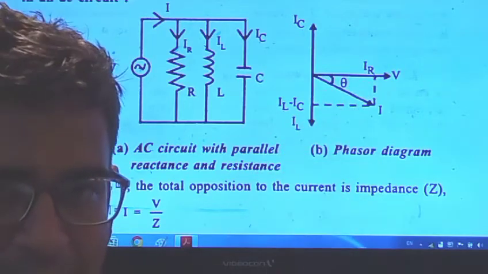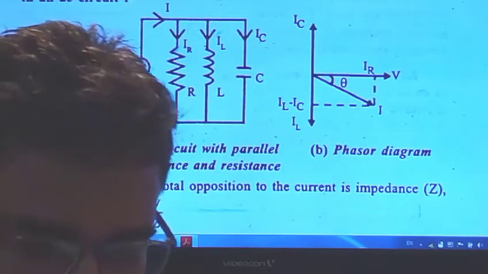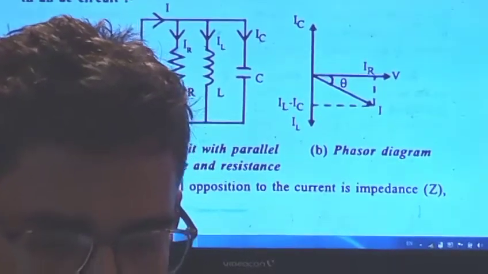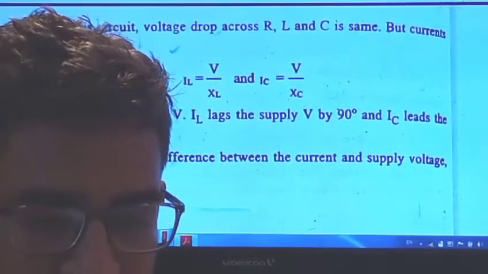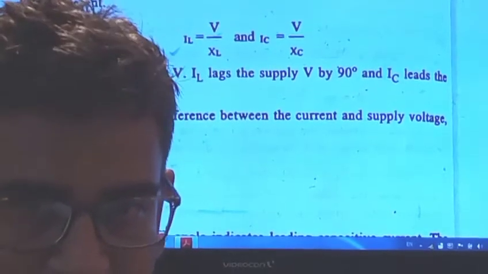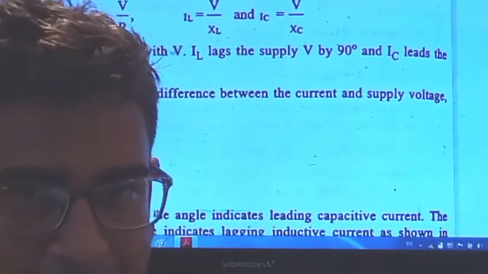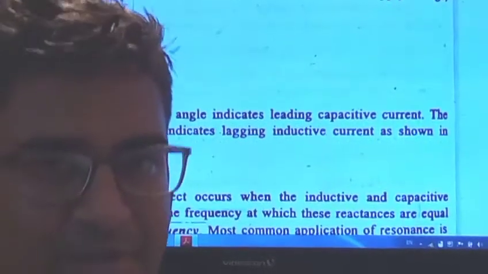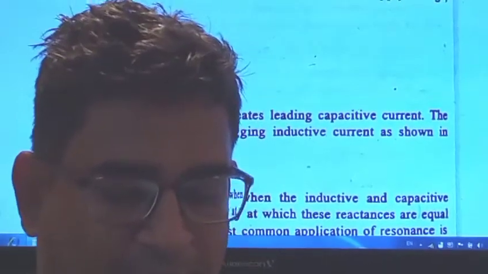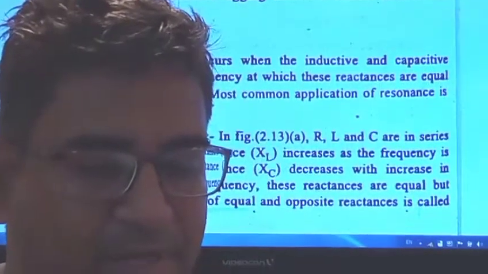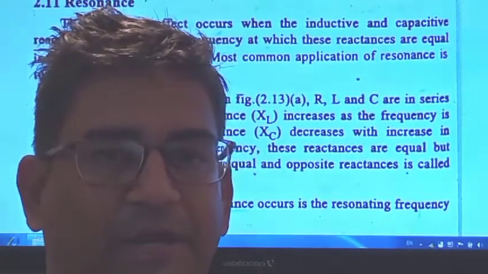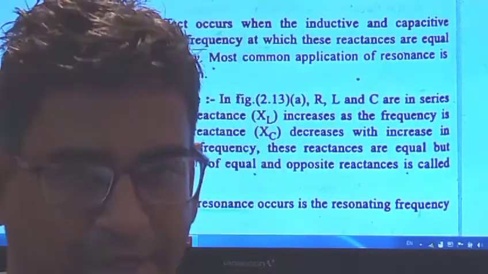So tan theta is equal to IX divided by IR. That IX is nothing but the inductive current minus the capacitive current. Then comes resonance. The resonance effect occurs when the inductive and capacitive reactances are equal.